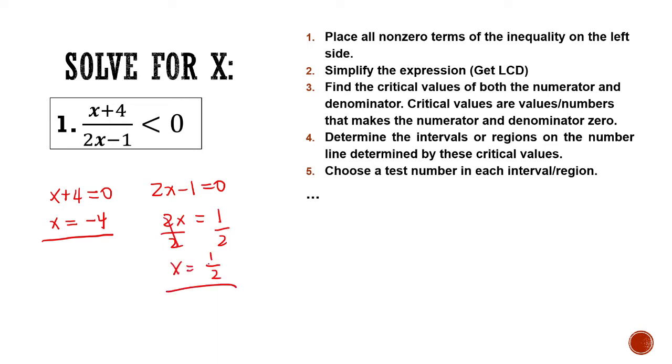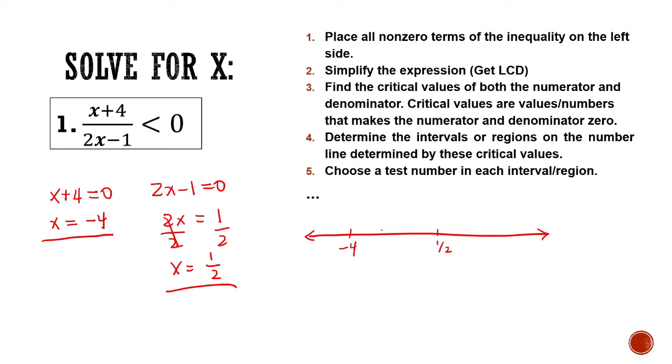What's next after getting the critical values? We determine the intervals or regions on the number line determined by these critical values. So the next step is to draw a number line, and we are going to locate these numbers. Of course, if we have here 0, negative 4 is on the left side of 0, and 1/2 is nasa right lang ni 0.